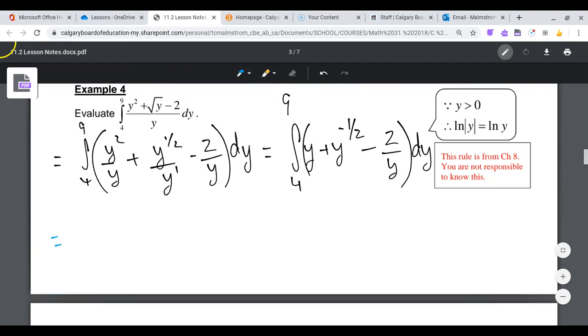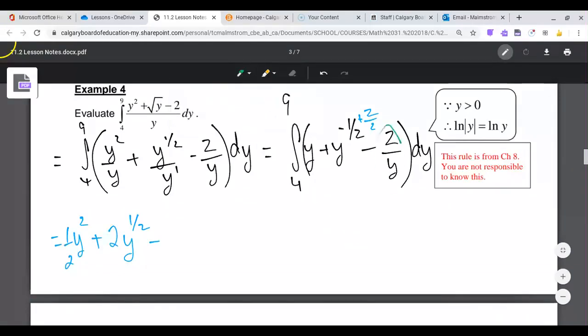So the antiderivative of y is y squared divided by 2. So let's put that as a 1/2 y squared, plus the antiderivative of y to the negative half. So I'm going to add 1 to this, which is the same as 2 on 2, which gives me a 1/2. And when you divide by that 1/2, you really get 2 multiplied by y to the 1/2. And then this is the new one, minus, okay.